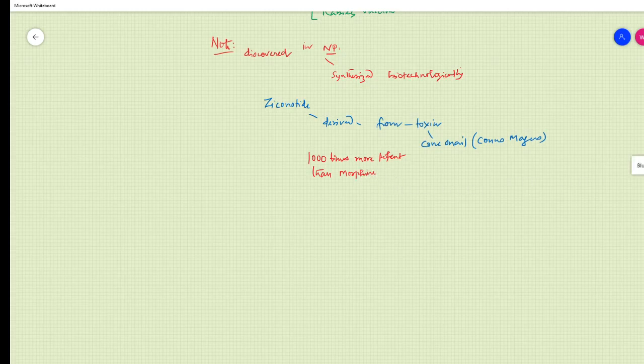Okay, so therefore it's not indicated for all cases. It is only indicated in chronic pain. What is chronic? Which has been present for a long time. Chronic pain which is intractable to other analgesics. Okay, so this drug is administered intrathecally.